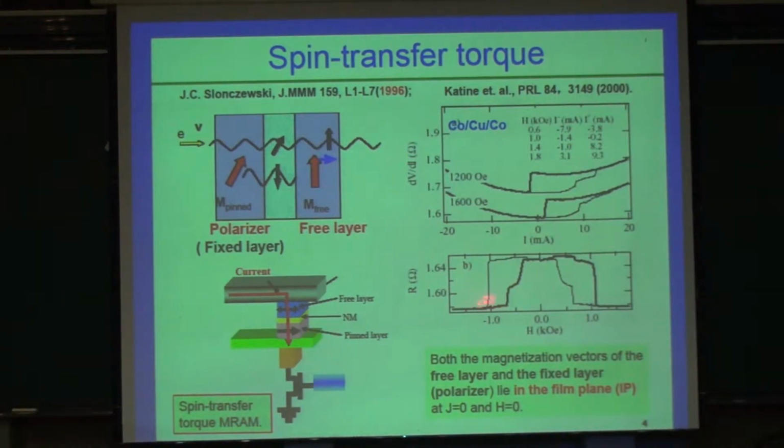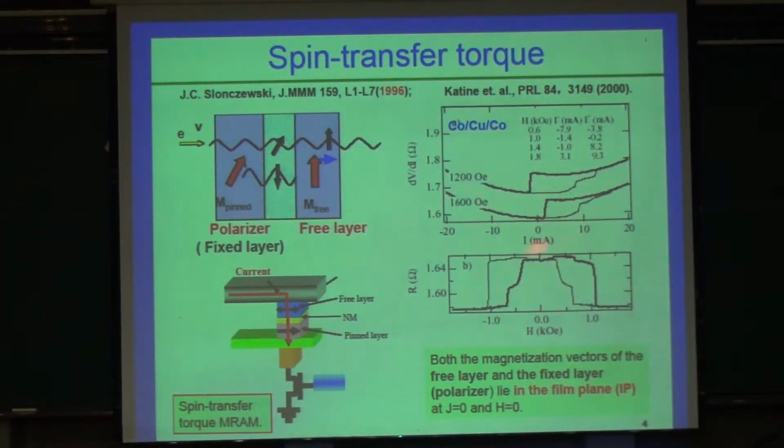So this idea means that we used to use the external field to switch this one. So the MR ratio is like this. But right now we can use the current to inject, and as long as the current density is large enough, you can switch this one. So that's the observation of this phenomenon.